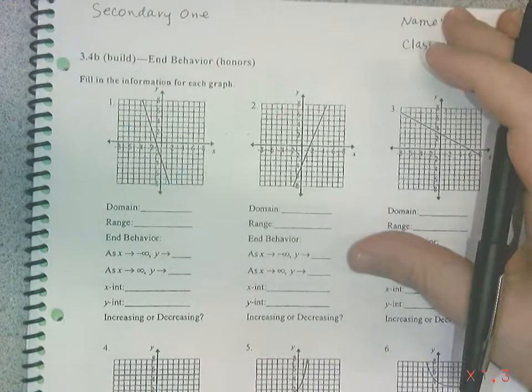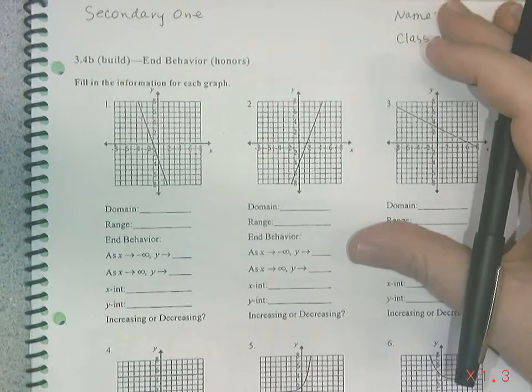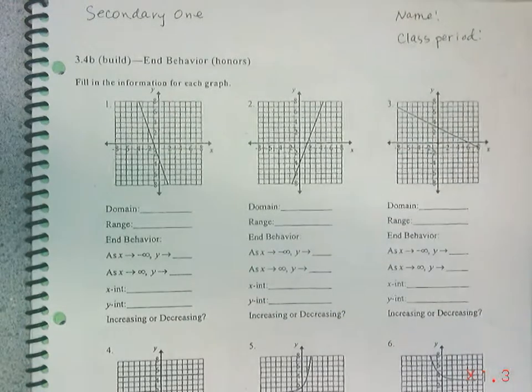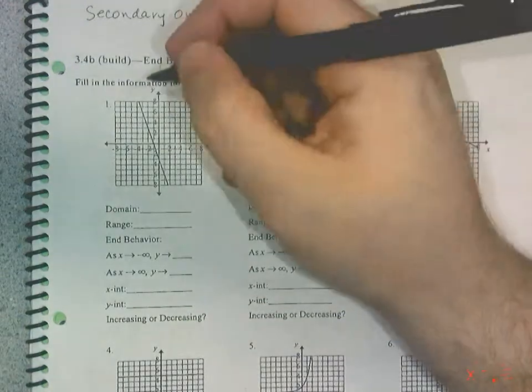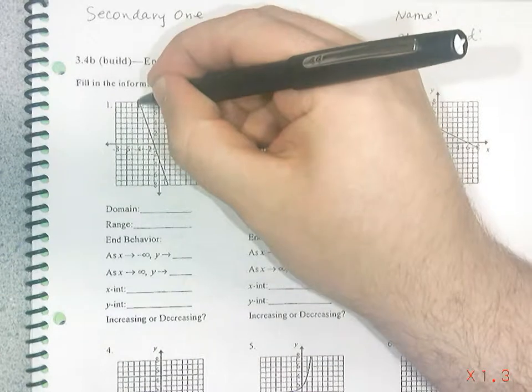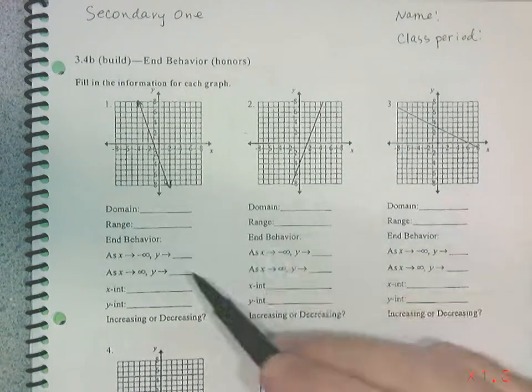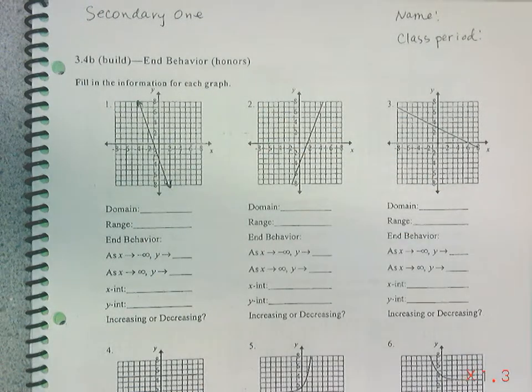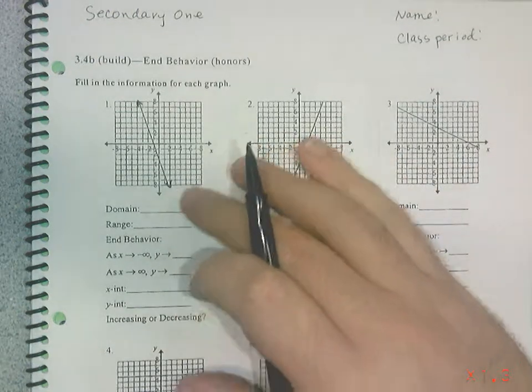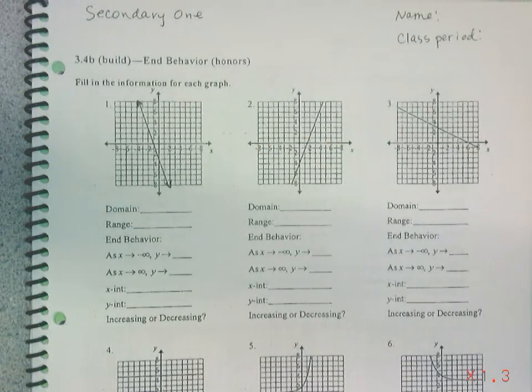So first of all, on this worksheet, this is page 109 and 110. I apologize in advance. There should be arrows at the end of all these lines. So just imagine there's arrows at the end of each line here, because these lines keep going past these graphs. They just got cut off a little bit early. Okay, so first of all, it's going to ask for things we already kind of have talked about, the domain and the range.